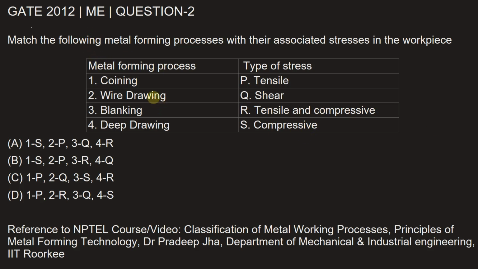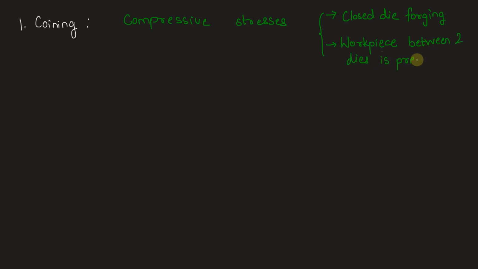Let's see one by one what stress is produced in each of these metal forming processes. Number 1 is coining. As the name suggests, coining is nothing but a forging type of process in which the workpiece is placed between two dies and pressure is applied by compressing the dies, by bringing the dies closer to each other. So we can see that compressive stresses will be developed in the workpiece. So for coining we have compressive stresses as it's a closed die forging process and the workpiece between the two dies is pressurized or compressed.